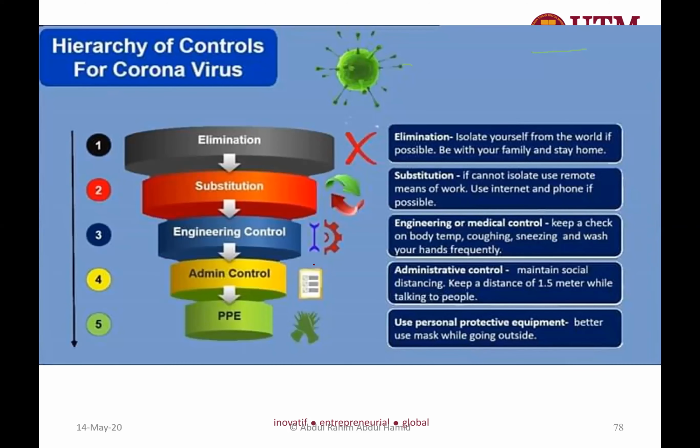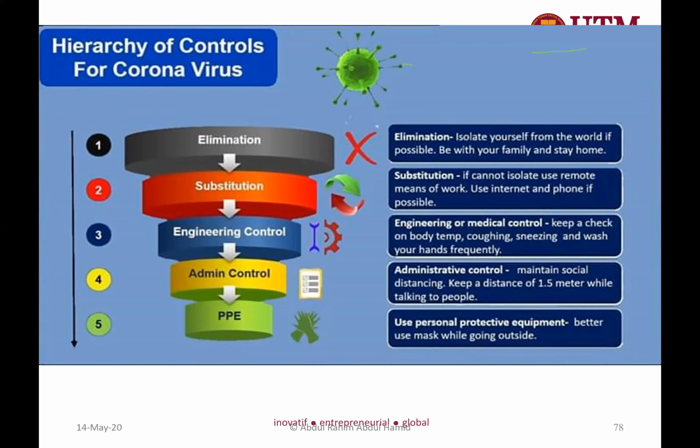All right, let's take an example with regard to COVID-19. You see, people also come up with this hierarchy of control. The first is elimination. If, for instance, you eliminate by isolating yourself from the world, if possible, you can go to the moon perhaps, then you are relatively safe. But that could not be practical. If you cannot do the first one, then you go to the second one. What is the second one?